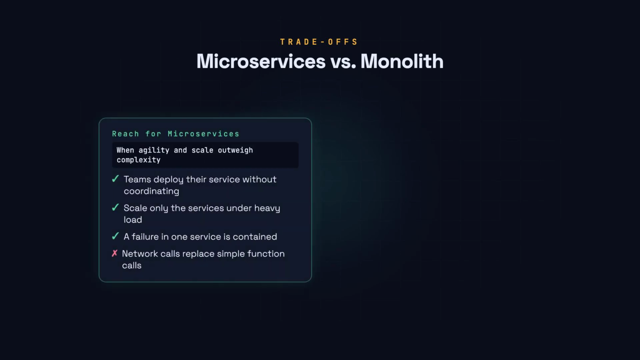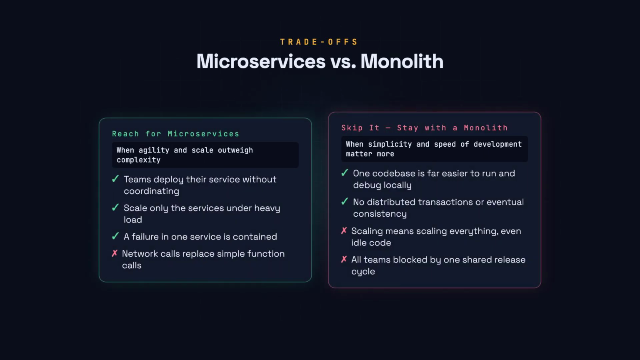Microservices buy you independent deployment and fine-grained scaling, but they replace in-process function calls with network calls, and networks fail. You now have to reason about partial failures, data consistency across services, and distributed tracing just to debug one request. A monolith is dramatically simpler to operate and is often the right starting point. The trade is real. You pay in operational complexity to gain team and scaling autonomy.